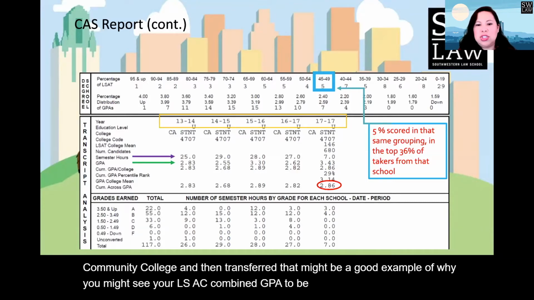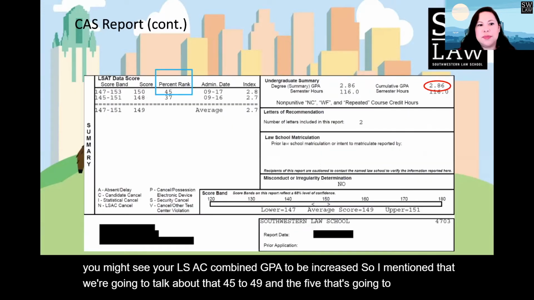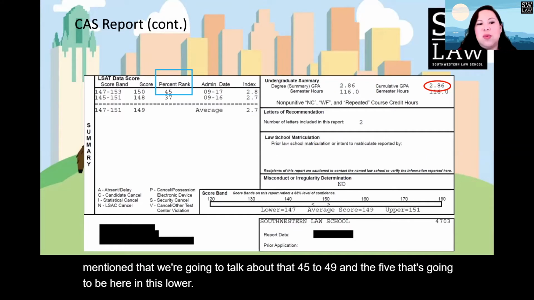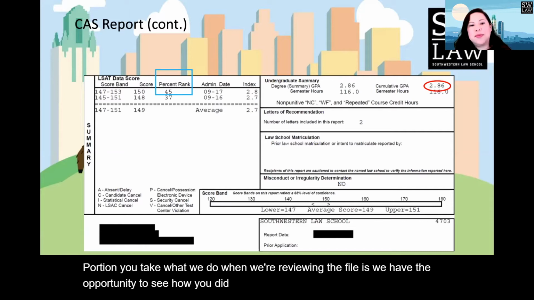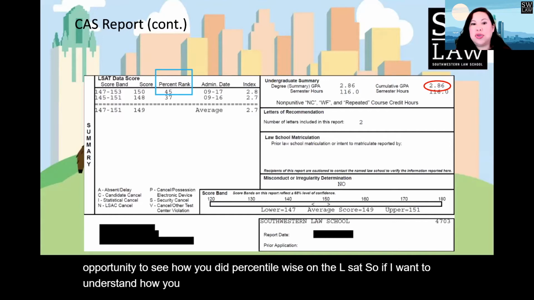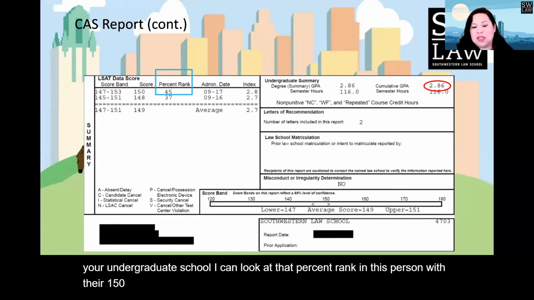Okay, so I mentioned that we're going to talk about that 45 to 49 and the 5%. That's going to be here in this lower portion. When we're reviewing the file, we have the opportunity to see how you did percentile-wise on the LSAT. So if I want to understand how you did relative to your peers over a 3-year period from your undergraduate school, I can look at that percent rank, and this person with their 150 was in the 45th percentile.